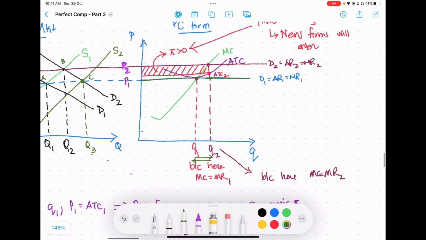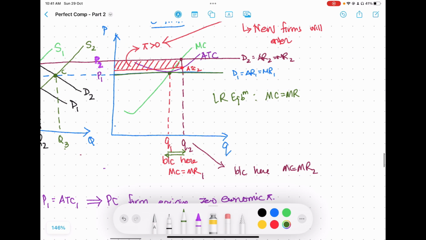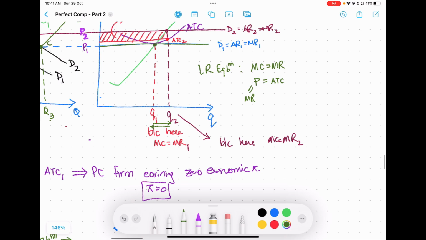So what do you notice? If you're looking at this figure, you see the long run equilibrium is really interesting. Long run equilibrium means that, yes, of course, MC is equal to MR, but also that price is equal to ATC. And we know that the price is also MR, right? So essentially, we can say that this is the long run equilibrium condition. So that's pretty interesting, right? It's the one unique case where everything is equal.